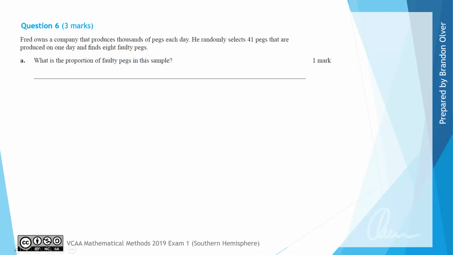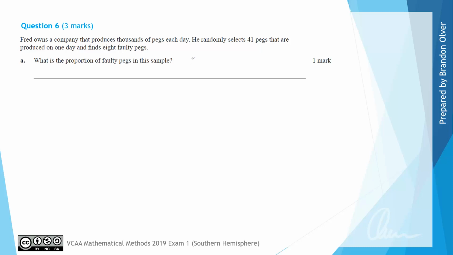For question 6, we have Fred owns a company that produces thousands of pegs each day. He randomly selects 41 pegs that are produced on one day and finds 8 pegs are faulty. For part A, we're asked what is the proportion of faulty pegs in this particular sample.